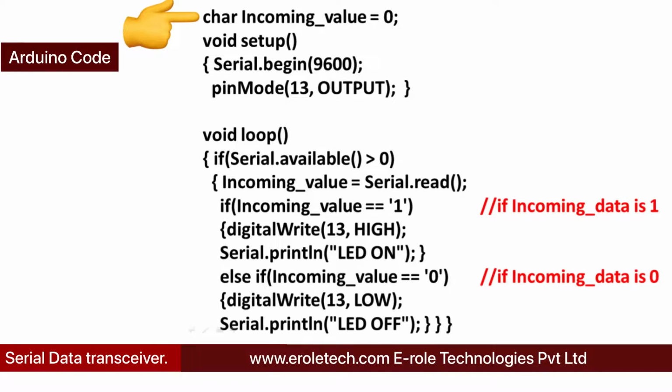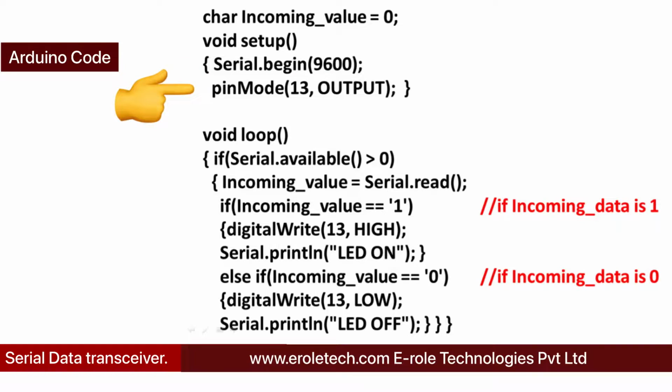Incoming value. This variable will store the received data from the serial port of the computer. Initially we will set its value to 0. Void setup is a function in which we will initialize the serial communication. 9600 is the speed of data communication. Data will transmit between computer and Arduino with the speed of 9600 bits per second.